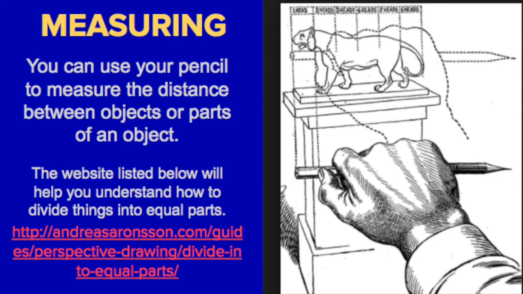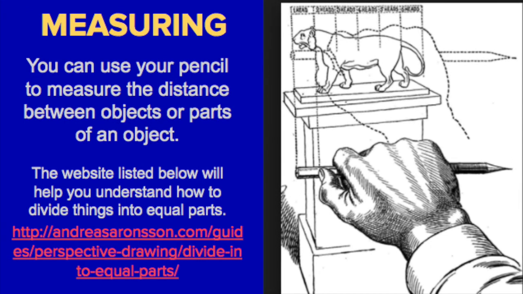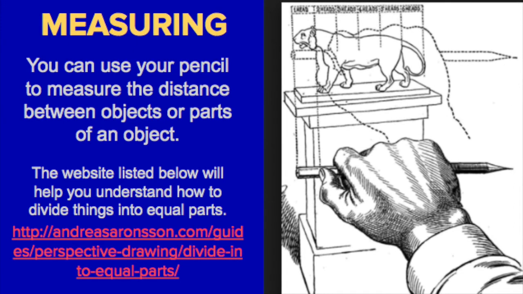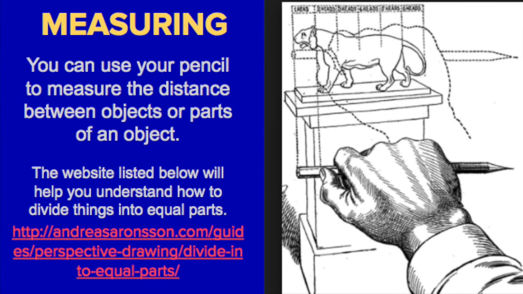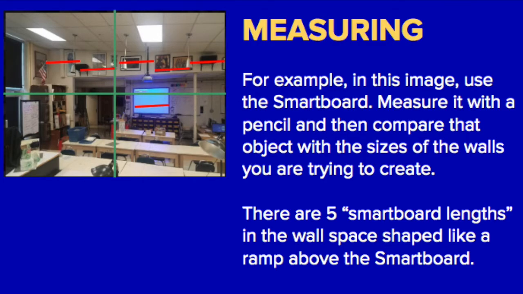We talked about this briefly with the cylinder drawing, but you should be aware that you can take one object and use that object to make the entire drawing proportional. Here, the person is measuring the head of a mountain lion and comparing it to the rest of the body of the mountain lion, so it's completely in proportion. The same thing can be done for a classroom or hallway. Here I have measured the smartboard in the room and compared that length to how wide the classroom is. There are 5 smartboard lengths in the wall above the smartboard in this image.